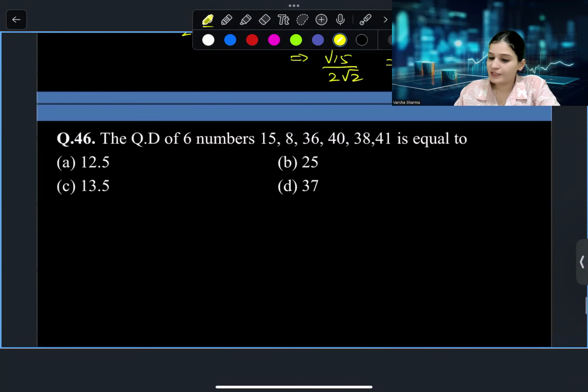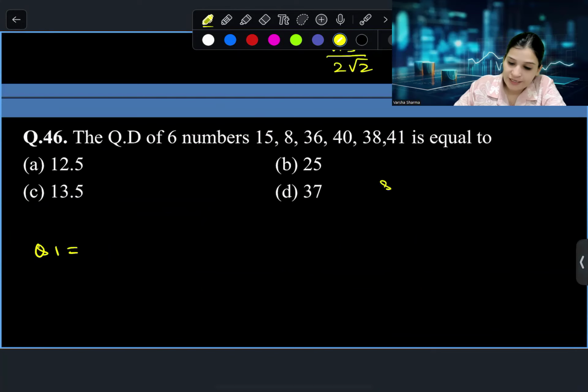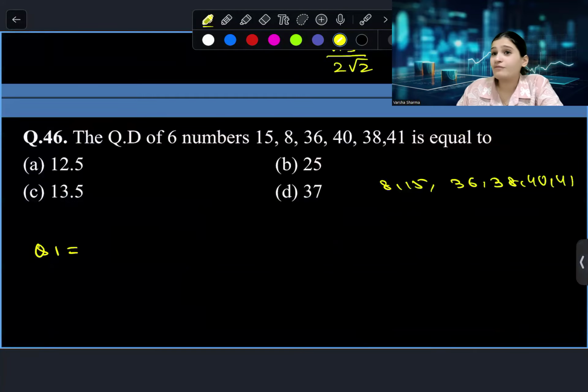Okay, quartile deviation of these numbers. So we need to find out Q1 and Q3 first. What is Q1 here? We have to arrange: 8, 15, 36, 38, 40, 41. N plus 1 by 4th observation, that formula. So Q1 will be the 1.75th observation. So 8 plus 0.75 times 15 minus 8, so 13.25.